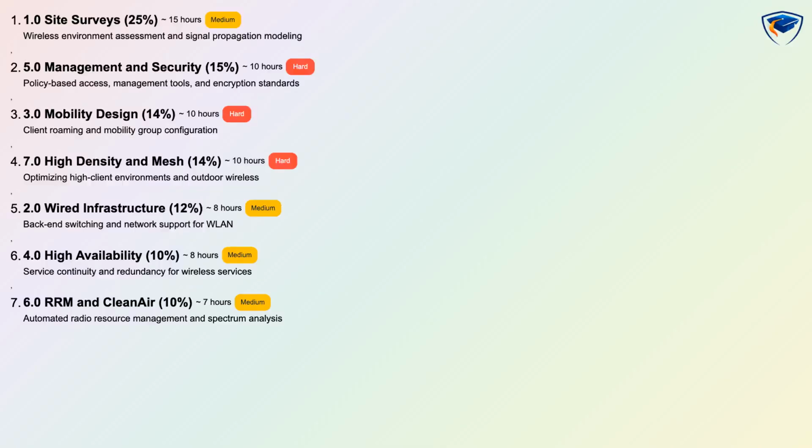The exam is divided into 7 domains, each with its own weight and focus. The domains are site surveys, wired infrastructure, mobility design, high availability, management and security, RRM and clean air, and high density and mesh. The weights for each domain are 25%, 12%, 14%, 10%, 15%, 10%, and 14%, respectively.